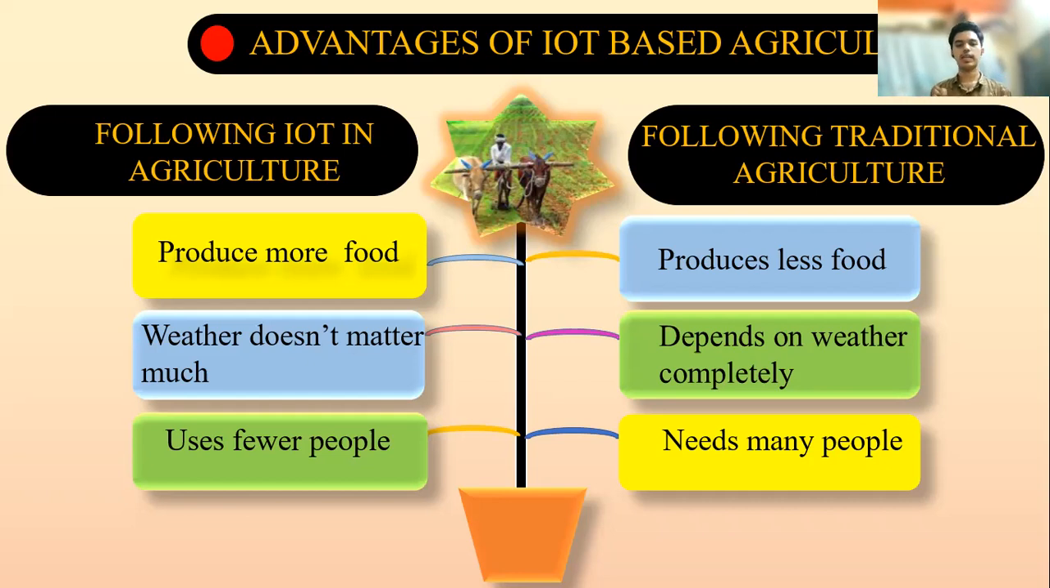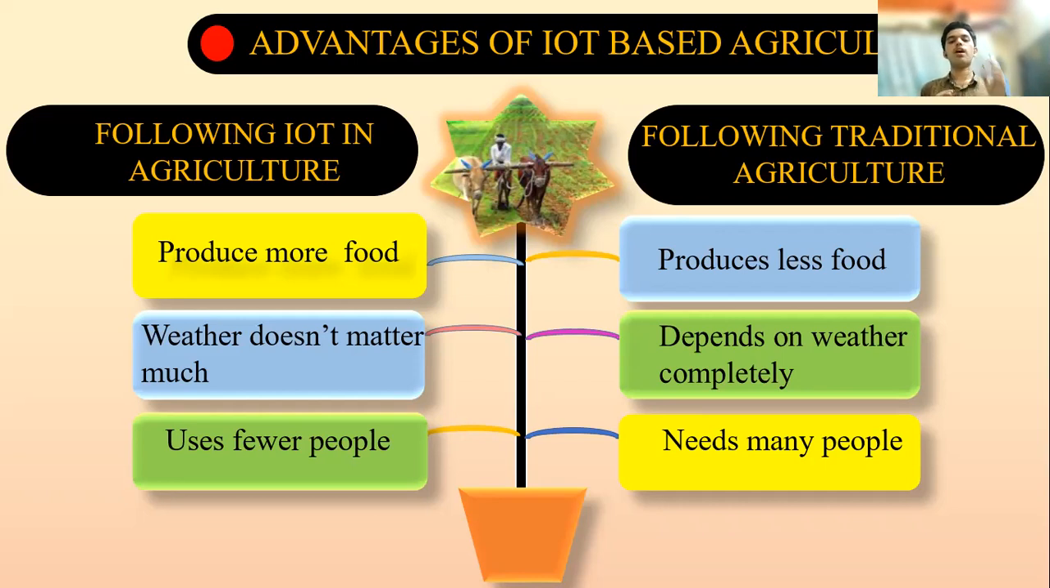Okay. Next is weather does not matter. In IoT agriculture, weather does not matter. IoT applications create their own weather conditions for farming, whereas traditional agriculture totally depends on climate conditions. It may be affected by cyclones or rains or floods, but IoT is not affected by these types of calamities because it does not depend on climate conditions. Most applications of IoT do not depend on climate conditions.